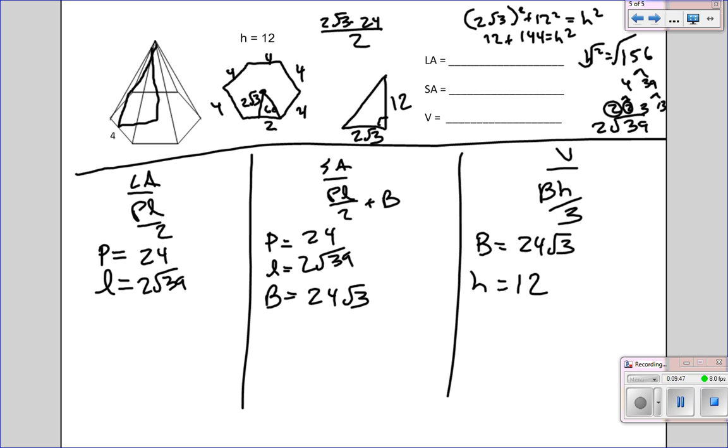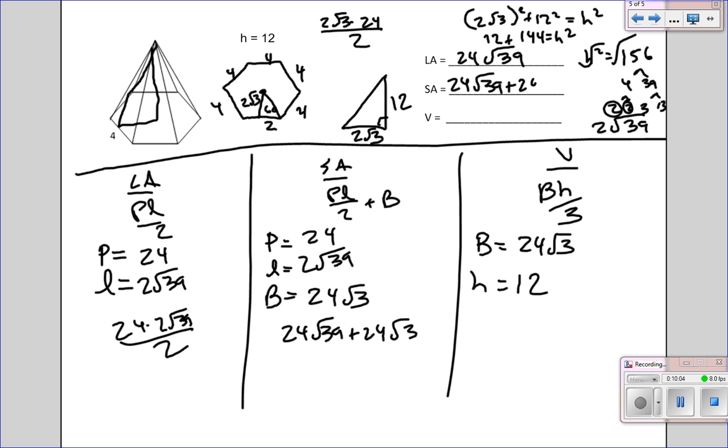And now we just plug in and we're done. 24 times 2 root 39 divided by 2 gives me 24 square root 39. So you get 24 square root 39 plus 24 root 3. Those are different roots, so we don't combine them. 24 root 39 plus 24 root 3. And finally, 24 root 3 times 12 divided by 3, which is 96 square root 3.